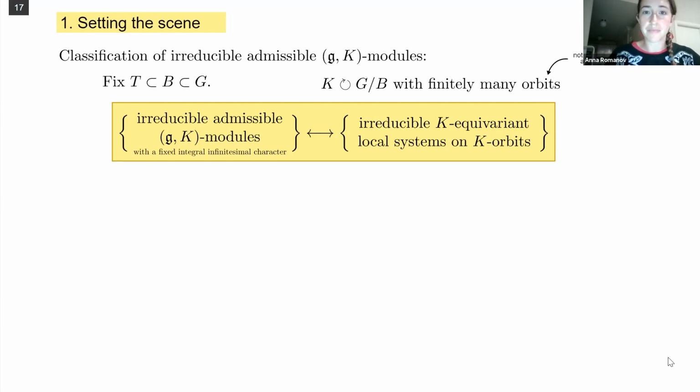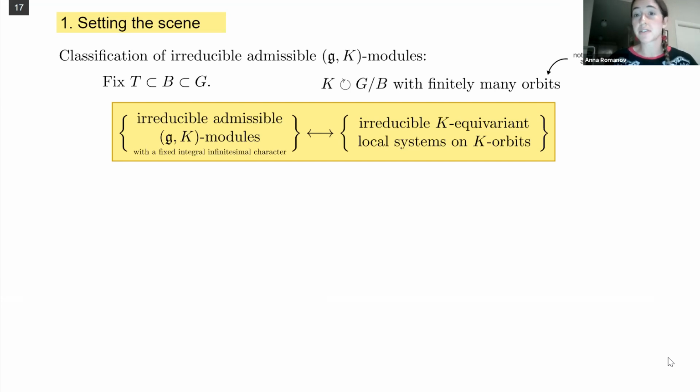If we look at the action of the complexified maximal compact K on the flag variety of our group, G mod B, it turns out that these form a Harish-Chandra pair, in that K acts with finitely many orbits on the flag variety. And then we can classify all irreducible admissible GK modules with some fixed infinitesimal character in terms of irreducible K-equivariant local systems on those orbits. So the story feels somewhat familiar if you like thinking about category O and classifying irreducible modules in some block of category O in terms of B orbits on the flag variety.